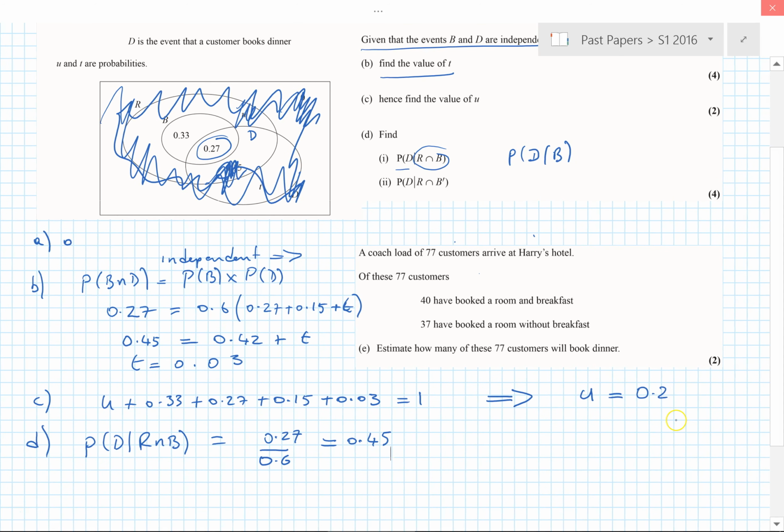Apologies, I seem to have written an extra 2 there. I don't know if I did that deliberately or whatever, but it's 0.22 for the previous question. So sorry about that. Anyway, it's 0.45.